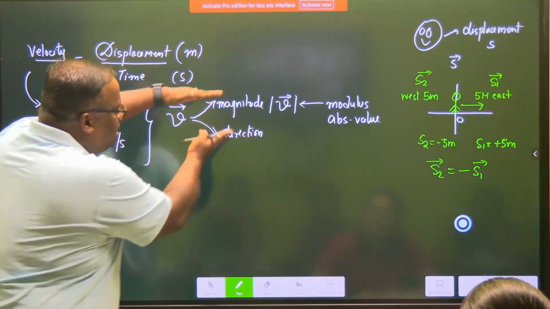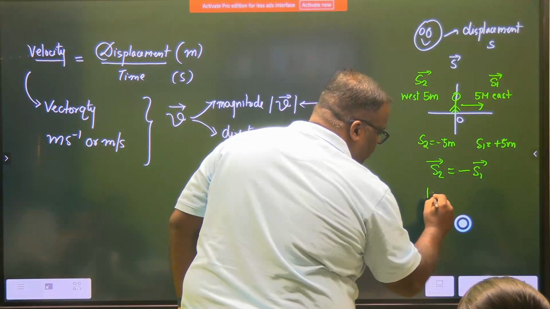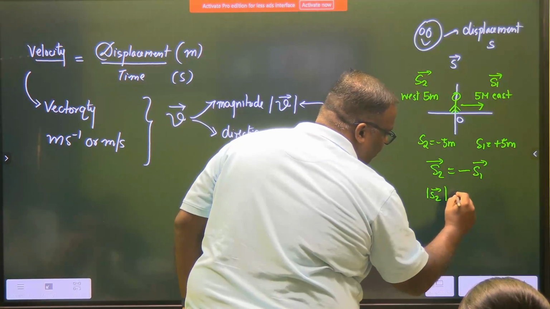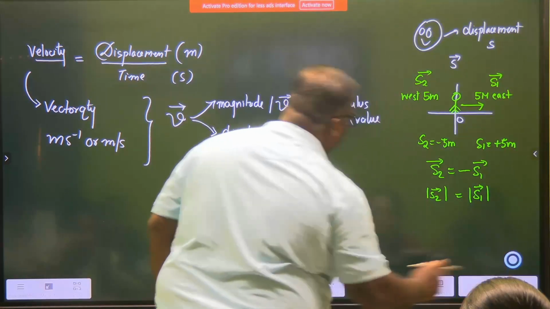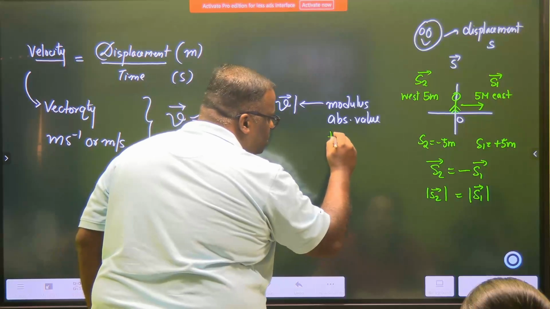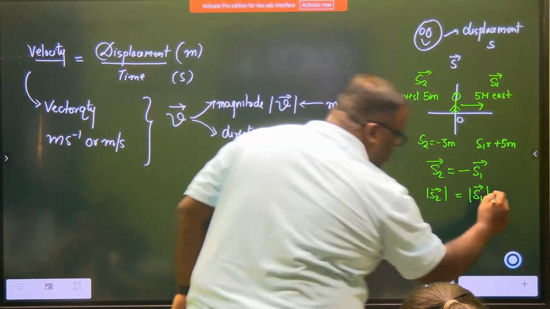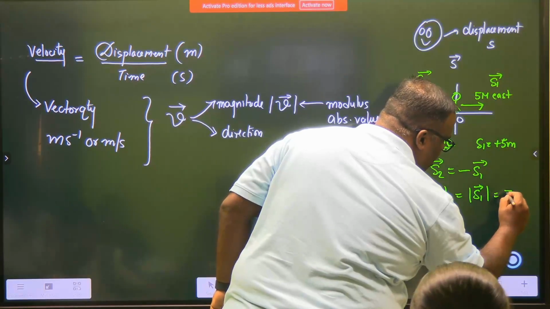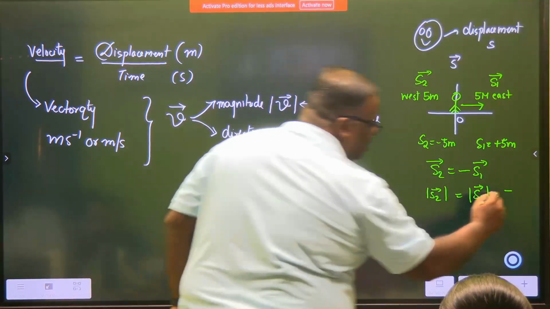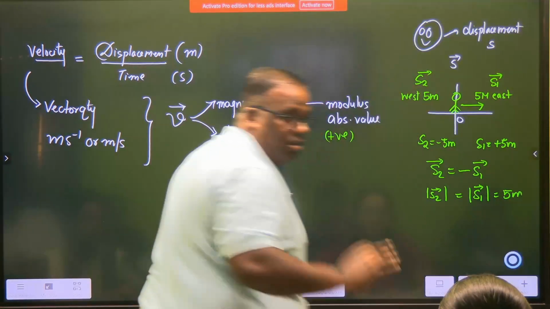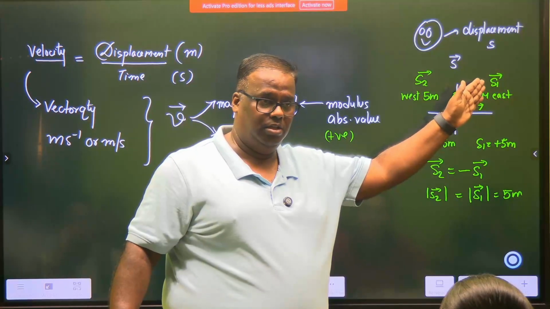Because in a vector, I say there is a magnitude and a direction. This means if I look at the absolute value of S2, it will always be equal to the absolute value of S1. And I told you, absolute values are always positive, because you're measuring. So this will always be 5 meters, no doubt about that. Understand? This vector and this vector are completely different.